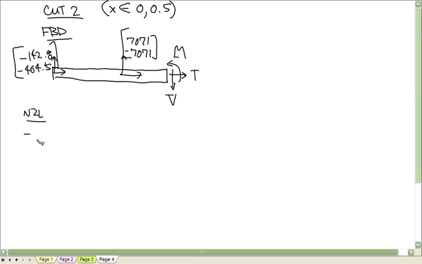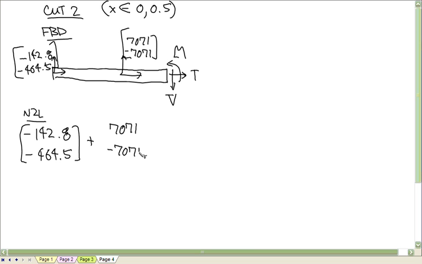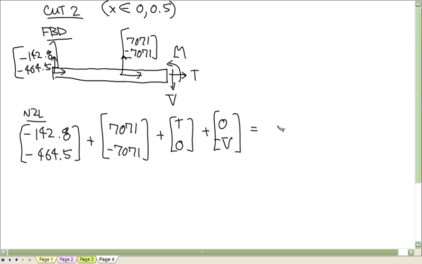Newton's second law says negative 142.8, negative 464.5, plus 7071, negative 7071, plus T0, plus 0, negative V is equal to zeros.